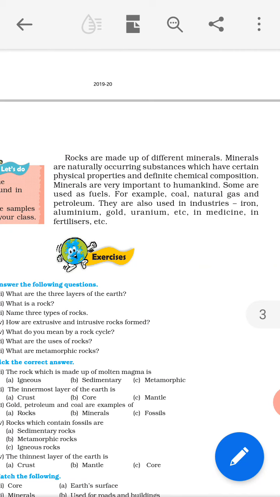They are also used in industries. Some minerals are used in industries also: iron, aluminium, gold, uranium, etc. In medicine, in fertilizers, etc. So these are the importance of minerals as well as the rocks. So here we have completed our second chapter, Inside Our Earth.